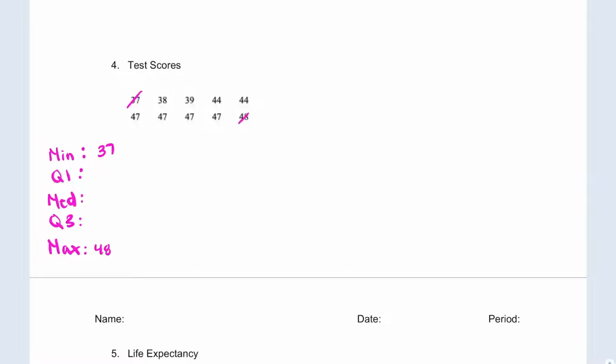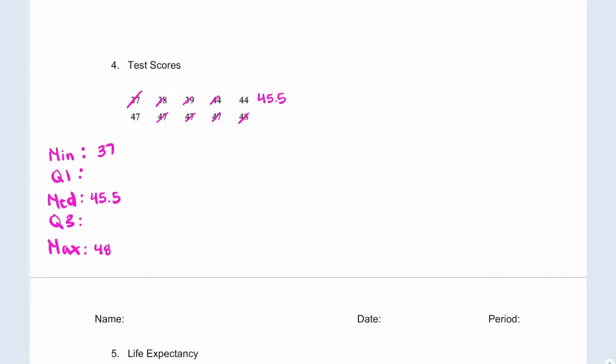Let's go ahead and find our median. Crossing out, crossing out, crossing out. Looks like we have a tie between 44 and 47, so I'm going to add those two numbers together. 91, and then I'm going to divide this by 2. So that gives me 45.5 as my median. Okay, so I'm going to add 45.5 into my data here just so I know where it splits my data into 2.